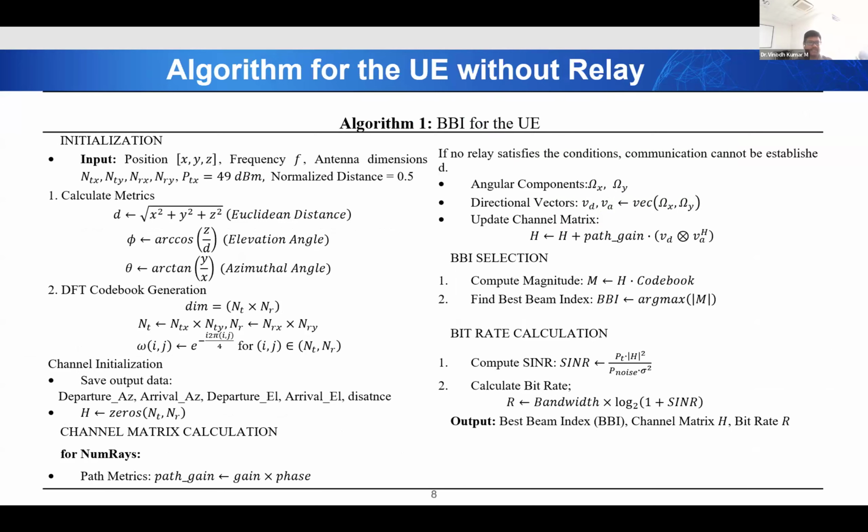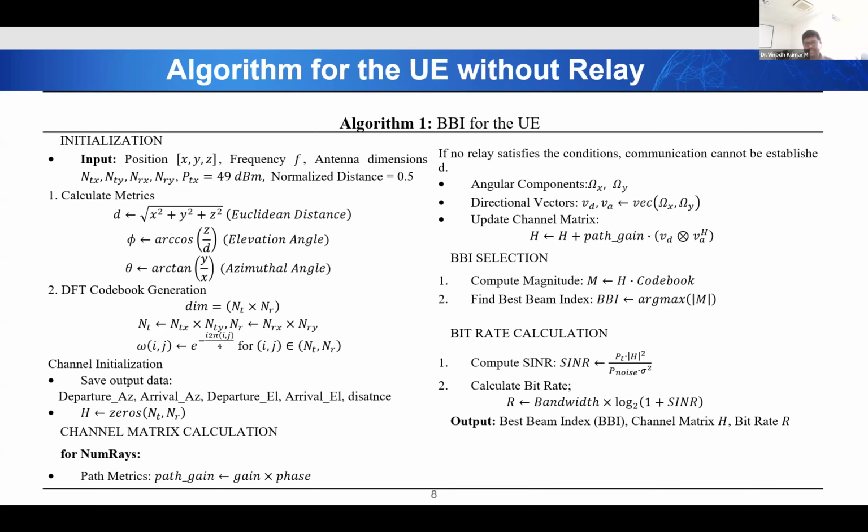Next, we have the algorithm. Here, as input, the position of the user equipment is defined, along with frequency and other parameters. We calculate values like the distance at which the UE is placed and the angles at which we reach the UE, azimuth and elevation. Then we use a DFT codebook for the MIMO, based on which the channel characteristics are computed and we get the channel metrics. We also need to specify what type of path we are using, the path gain and path phases.